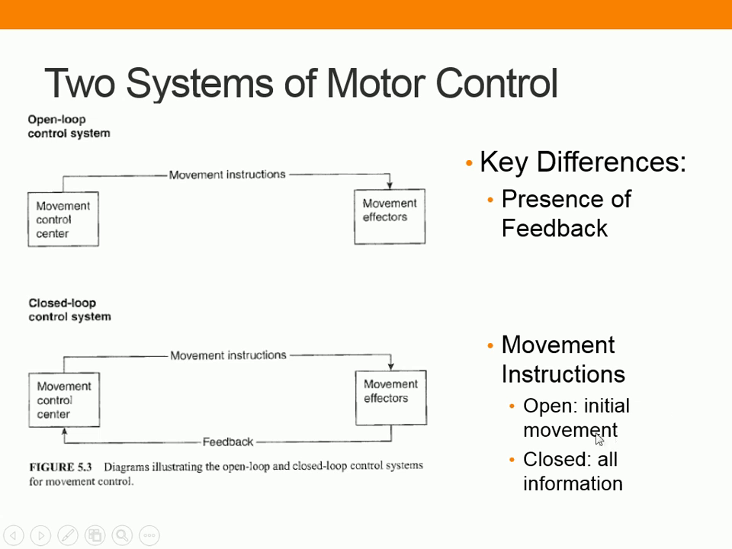So I think I alluded to this fact, but when we're thinking about the movement instructions, what we're going to program, in the open loop control system, I just need to start with the initial movement. I need to plan, this is what I'm going to do. Closed, I'm going to start with something like that, but then I'm going to continually use the feedback I'm getting to modify instructions to be able to change the movement.